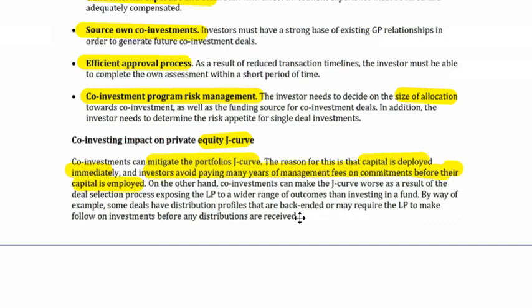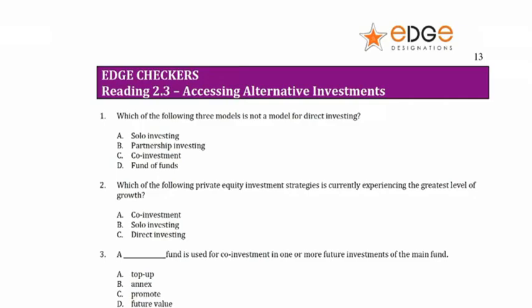Looking at it from another point of view, perhaps co-investments can make the J curve worse, okay, and why would that be? As a result of deal selection exposing the LP to a wider range of outcomes than investing directly in a fund. What would that be? Some deals have distribution profiles that are back-ended, okay, and being back-ended, what would that require the LP to do? To make further investments again and again before any distributions are received, and as they make more and more investments, that would just exacerbate the impact on the J curve. So we see two different looks at the J curve.